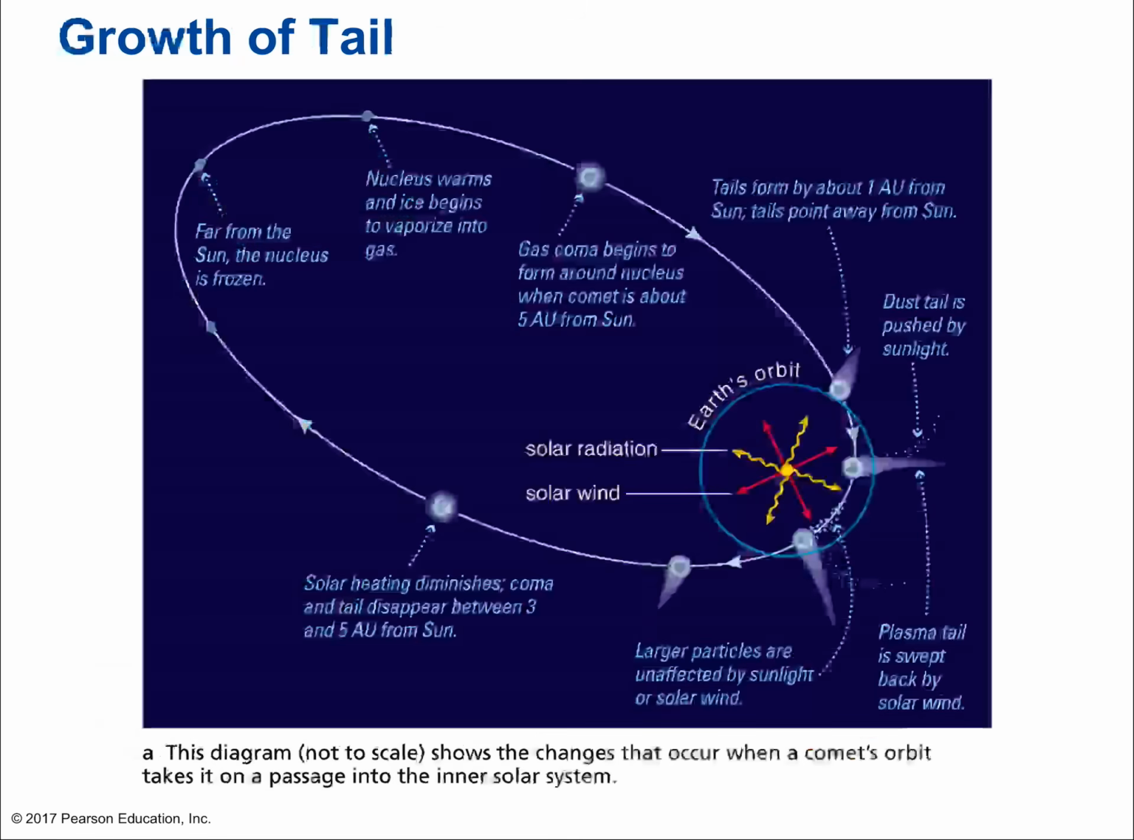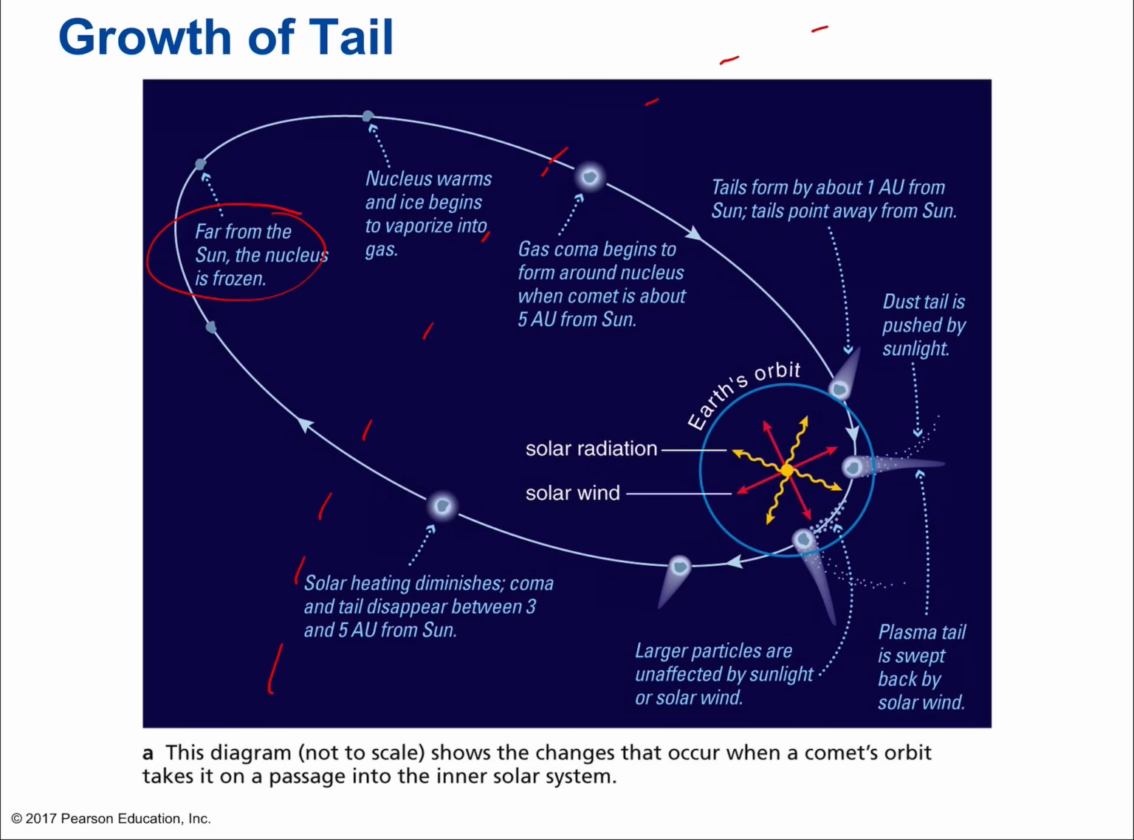Okay, but here's a good picture to show the different tails, to clearly show all three of the tails. So first of all, here we have a comet far from the sun. Good point to start, because this is when they're frozen. This is most comets most of the time. There's no coma, there's just a nucleus, and it's outside of the frost line. Imagine this dotted line is the frost line.